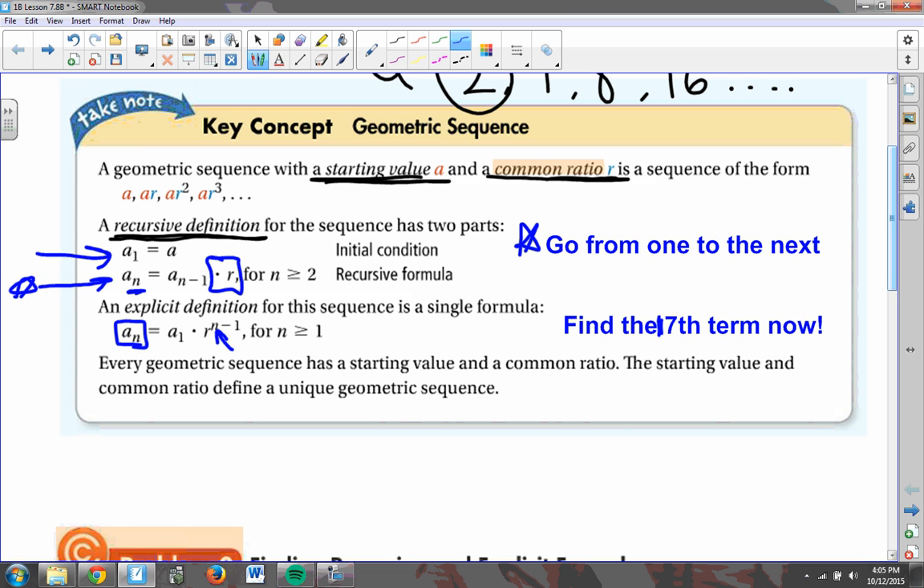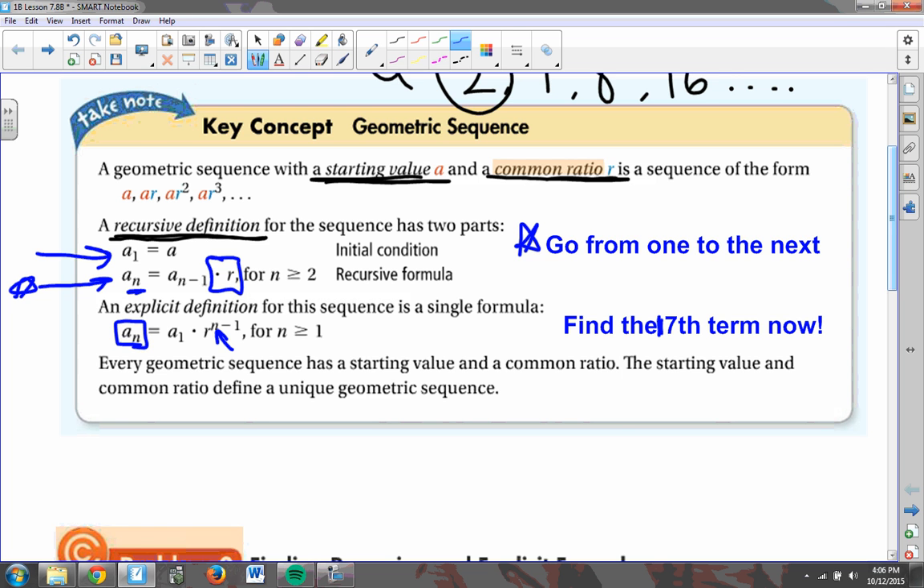So every geometric sequence has a starting value and a common ratio. Every single one. The starting value and the common ratio define a unique geometric sequence. You can never have two different sequences with the same formulas or definitions. All right? Can never happen.